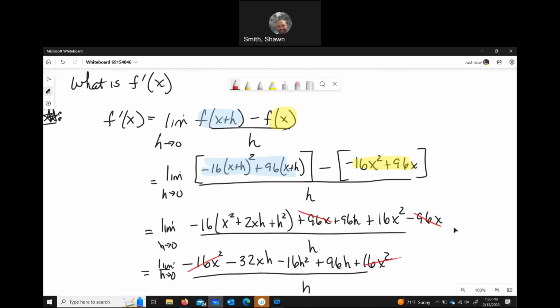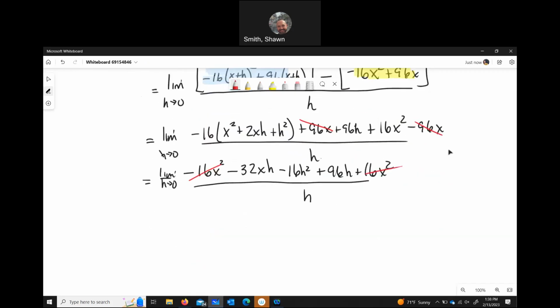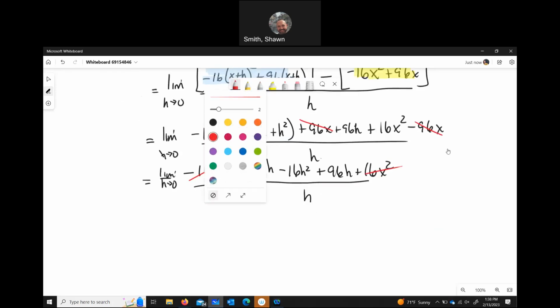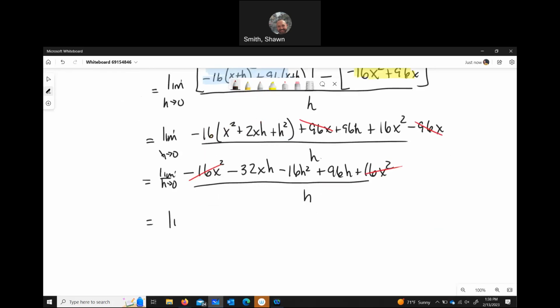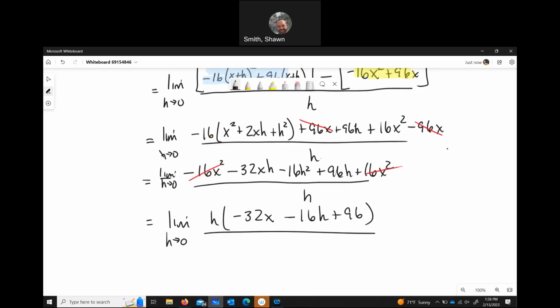Everything left in the numerator has a factor of h. That's what you always want to have, so that when you factor it out, it will cancel with the factor in the denominator. Therefore, you can now evaluate the resulting polynomial. So this is still the limit as h goes to 0. I still want to keep writing that because I didn't take the limit just yet. I'm going to factor out the h from all the remaining terms. And you get this. The h's now disappear.